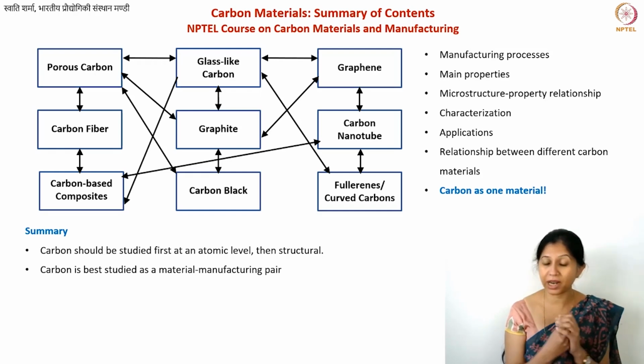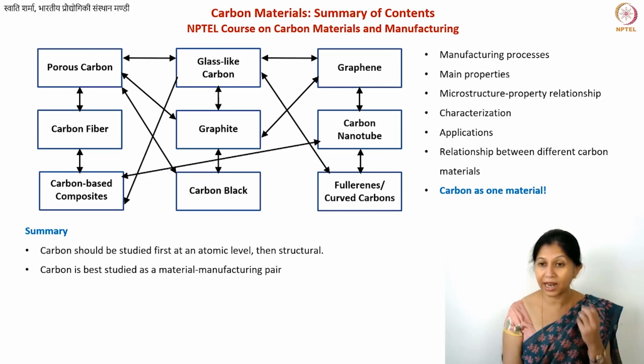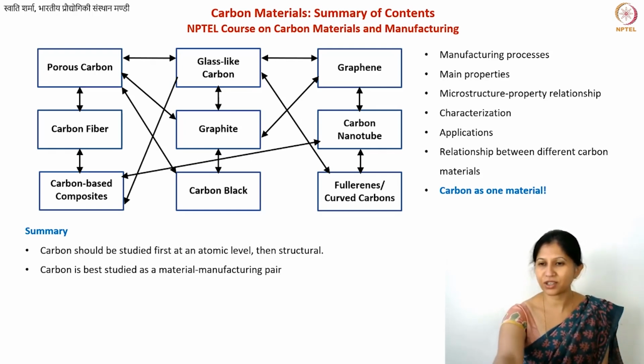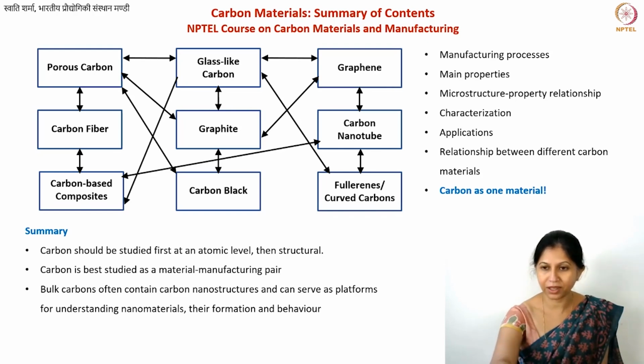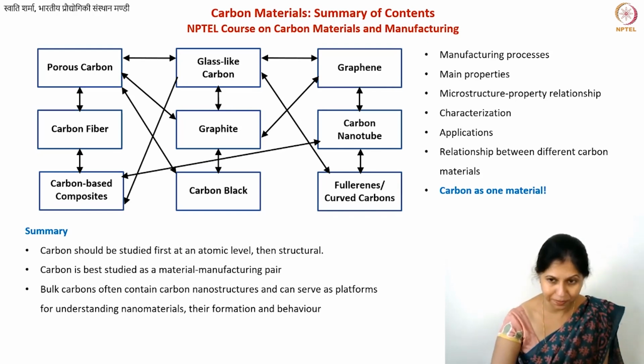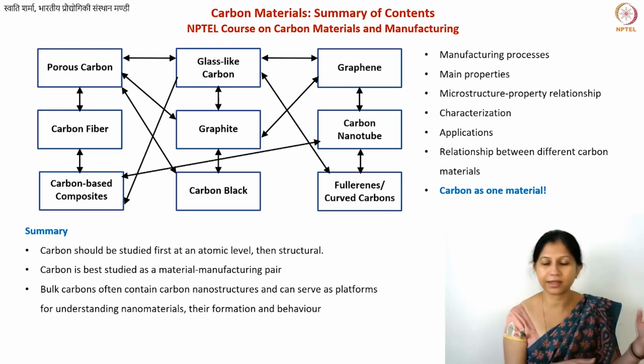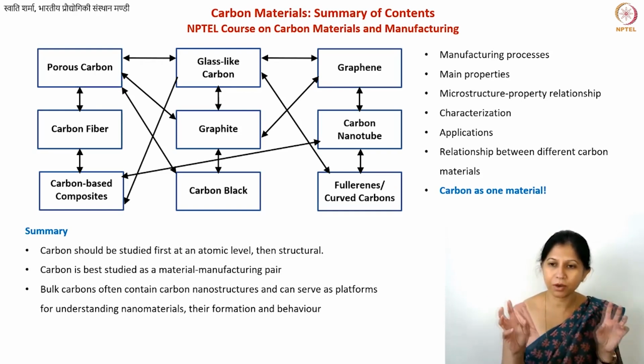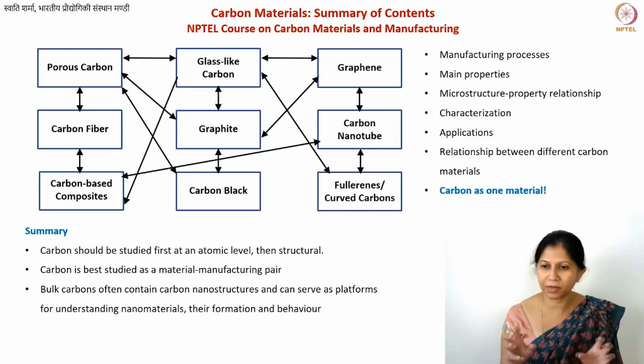So irrespective of the manufacturing technique, it can be very large scale manufacturing, it can be microscale, it can be nanoscale, it can be an atomic deposition. Some fundamental principles are common, but also there are various differences. So the best idea is to understand carbon materials in material manufacturing pairs, and that is also one of the things that I have tried to achieve in this course. Every time, we did not talk about materials separately and the manufacturing process separately. We talked about every carbon material along with its manufacturing.